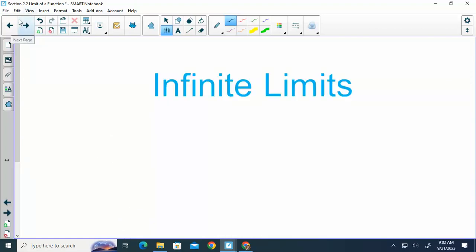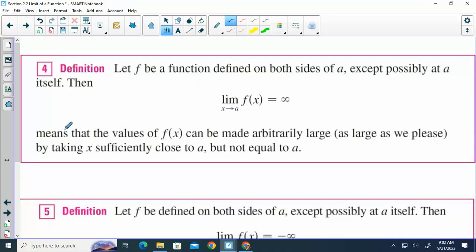So now we're going to talk about infinite limits. In all the problems we've looked at so far, we've either gotten the limit to equal a number or we have a case where it does not exist. But it is possible for the limit to equal infinity. So the limit as x approaches a of a function equals infinity just means as you're approaching that number, the y value is getting larger and larger.